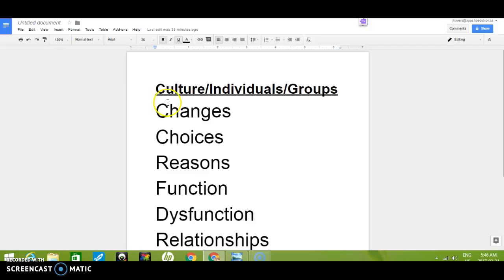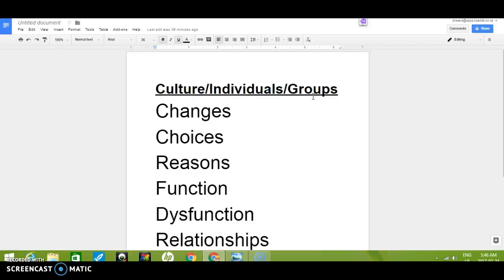Up at the top here, I have put culture, which is anthropology, individuals, which is psychology, and groups, which is sociology. Within all of these disciplines, we examine the family and a number of different things within that. So within culture and the family, we are going to examine and use the theories to examine changes, choices, reasons, what's the function, what causes dysfunction, and relationships.